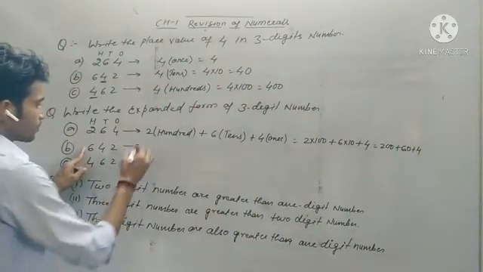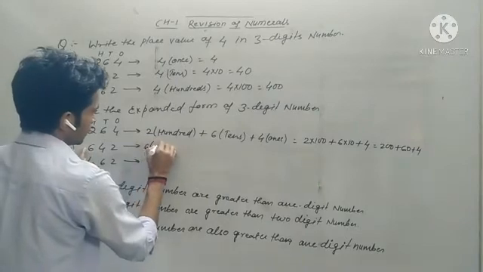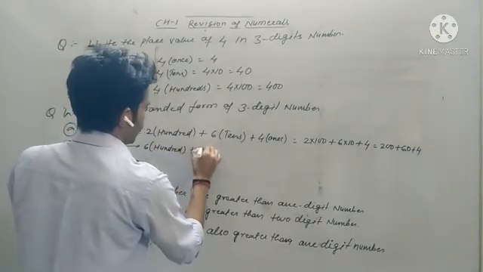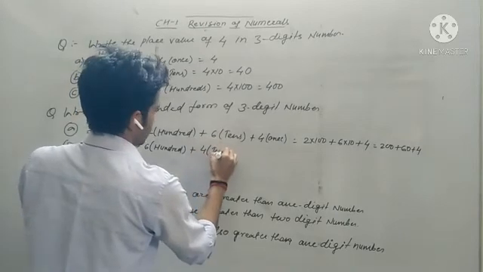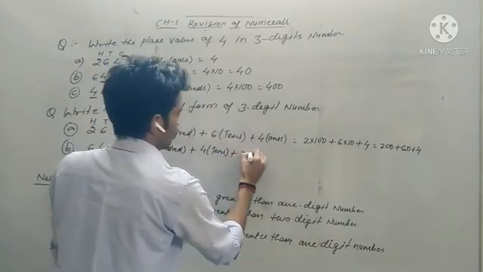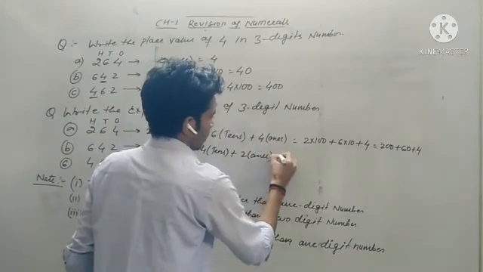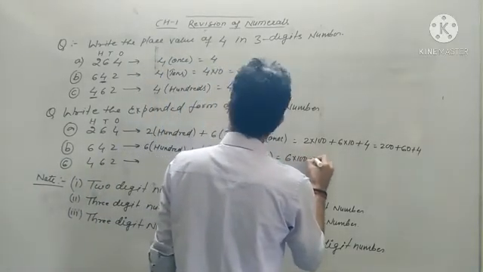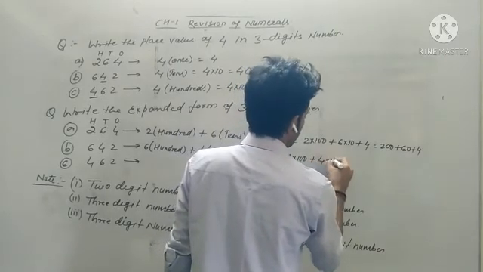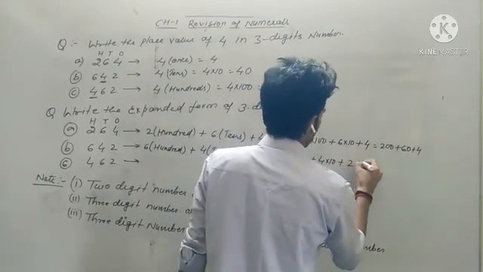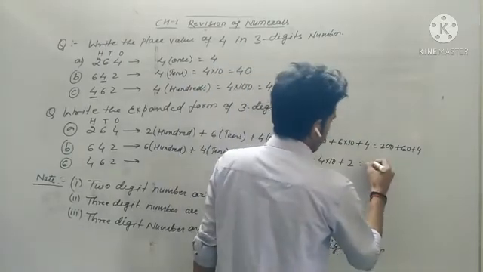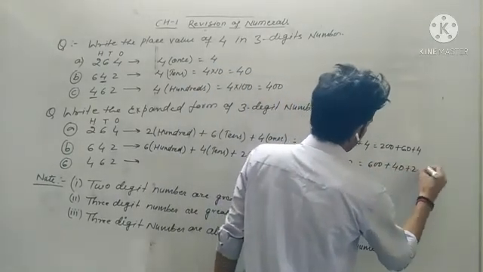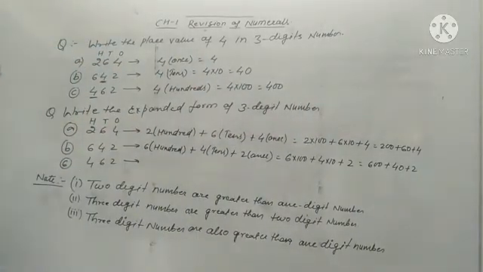And this question: 6 hundreds plus 4 tens plus 2 ones. So this is equal to 6 into 100 plus 4 into 10 plus 2. So this is equal to 600 plus 40 plus 2. Is it clear?